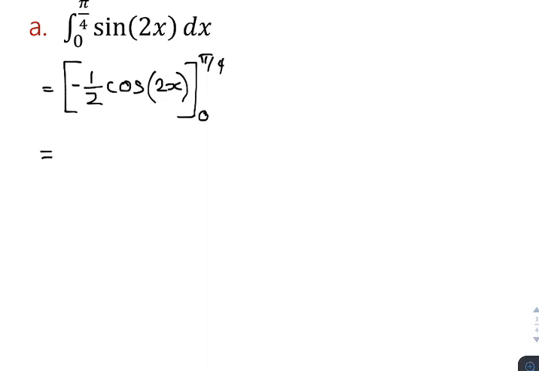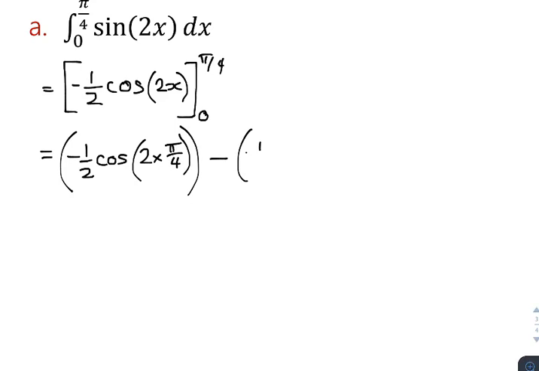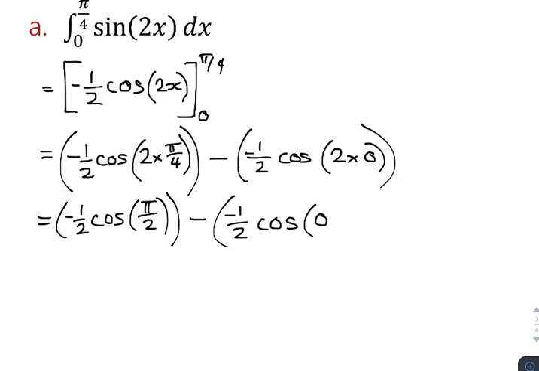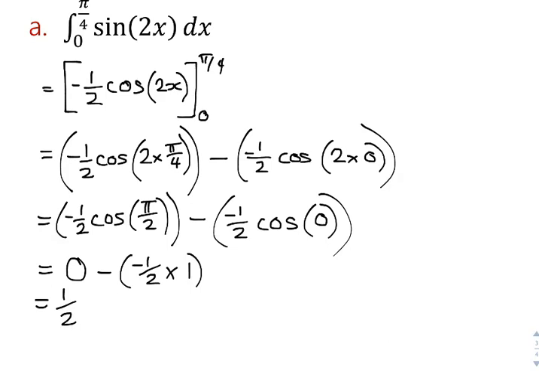Next step, we've got to substitute in those pi on 4s and those zeros. So we're going to have negative 1/2 cos of pi on 2, or 2 times pi on 4, we'll simplify it in a moment, minus negative 1/2 cos 2 times 0. Simplifying this, we'll get negative 1/2 cos pi on 2 minus negative 1/2 cos of 0. Thinking back to our unit circles, cos of pi on 2 is 0 and cos of 0 is 1. So this is 0 minus negative 1/2 times 1, which gives us 1/2.